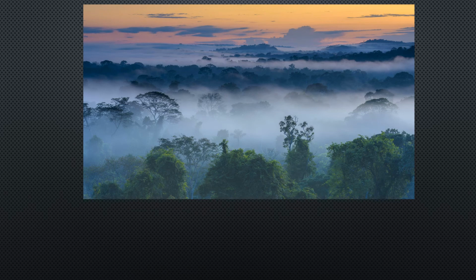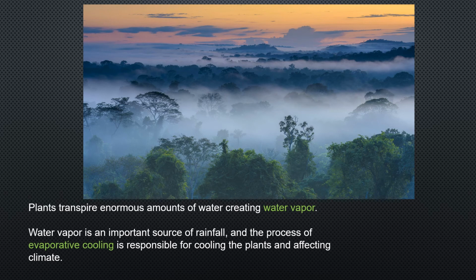So the cool thing about all of this water transpiring through plants is that this creates water vapor in the air. And that water vapor is extremely important for our climate. This is our source of rainfall. So all that water that's being pulled up through roots, all the way up through the plant, transpiring out the leaves, then allows for cloud formation and then rainfall.